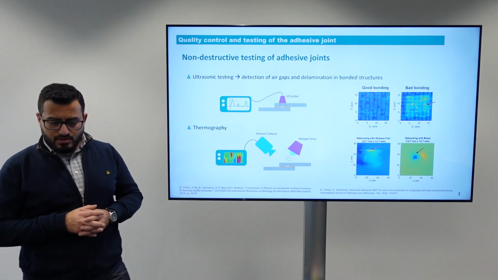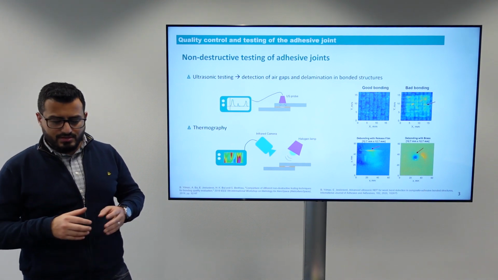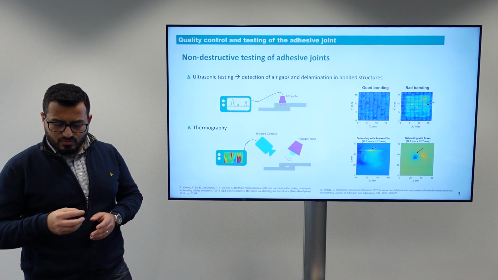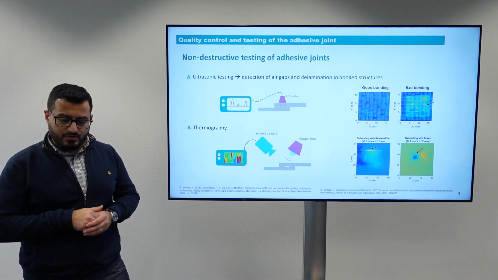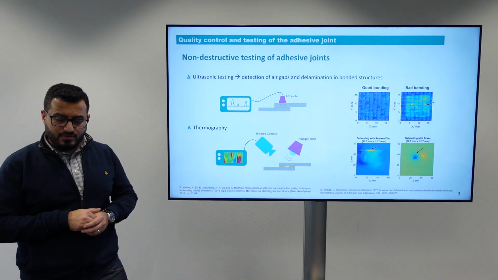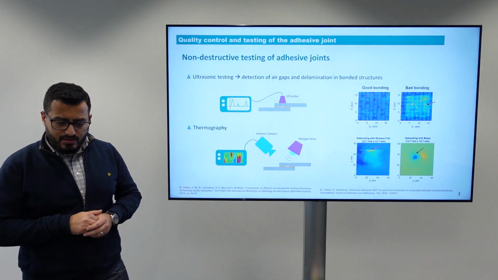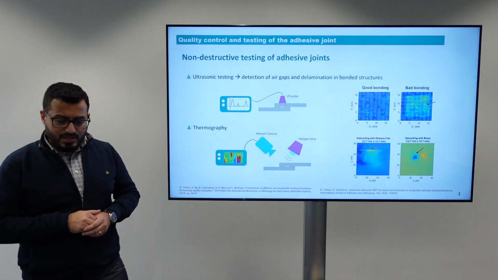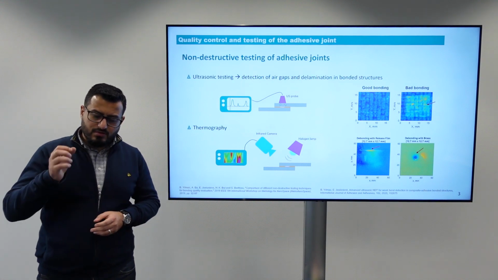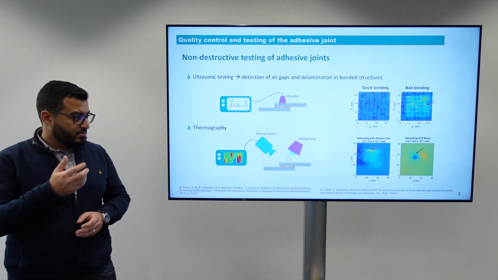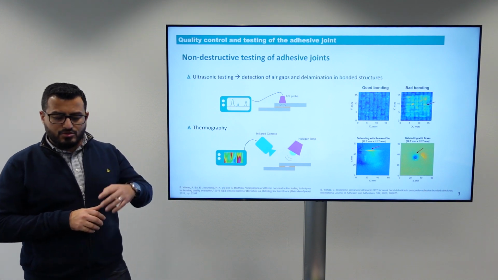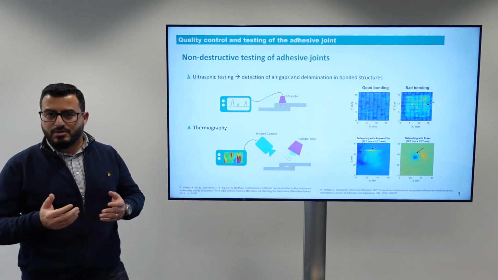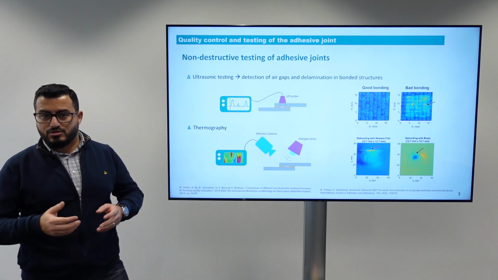The most popular methods are, of course, ultrasonic testing and thermography. In ultrasonic testing, you use probes that can send and receive ultrasonic waves, and there you can detect changes in media and detect whether you have unbonded parts or not. Same principle with thermography, where you heat your joint with a heating source. In that case, it could be a halogen lamp, and you take images with an infrared camera, and the difference in media would affect the heat transfer, and this can be detected by the heat image that is produced.